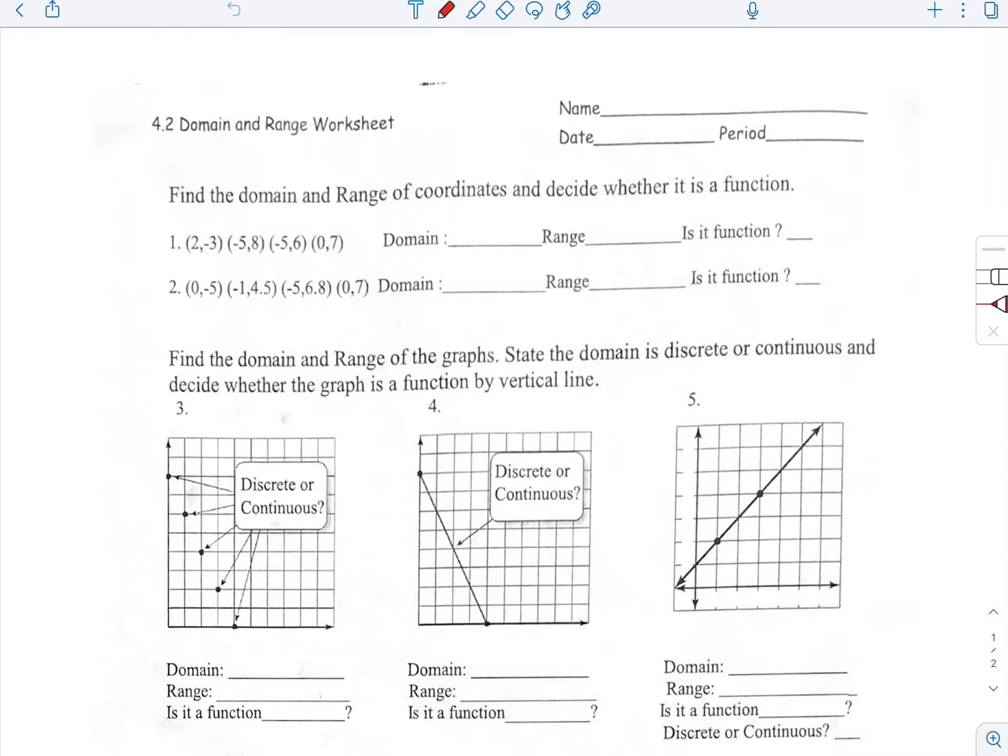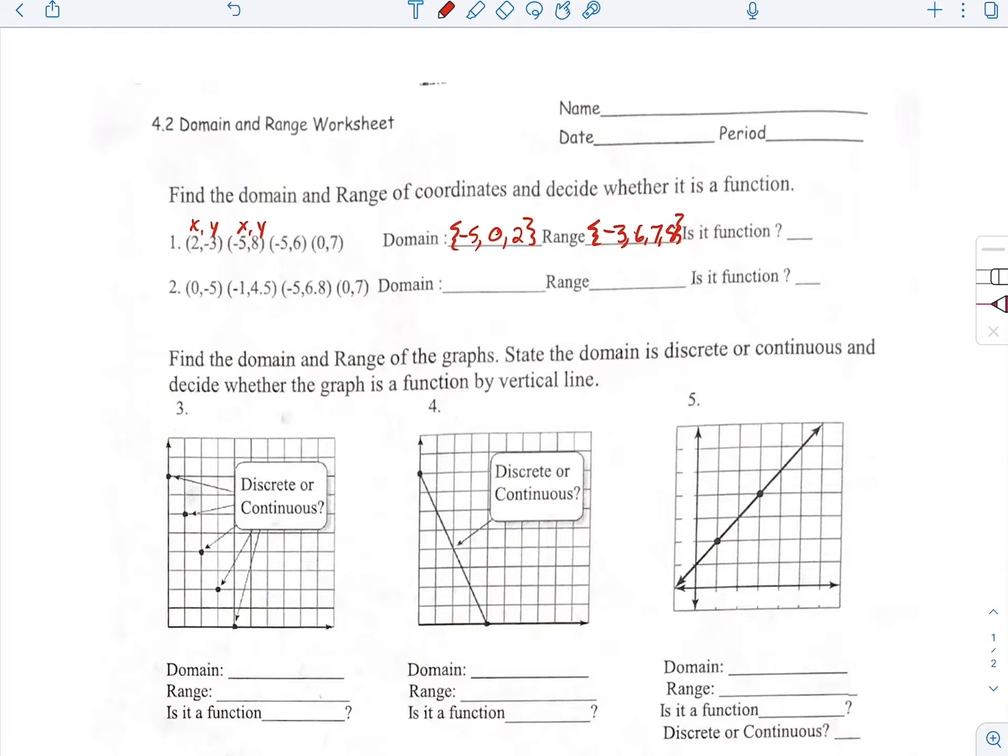Okay, so when we look at number one, we're going to look at our x coordinates to determine the domain. Remember, each coordinate has x, y. We like to write our coordinates in ascending order. That means from least to greatest. We see we have -5, we have 0, and we have 2. And for our range, we have -3, 6, 7, and 8.